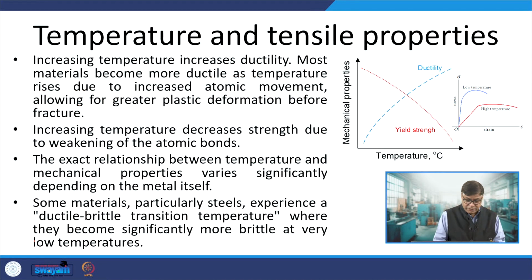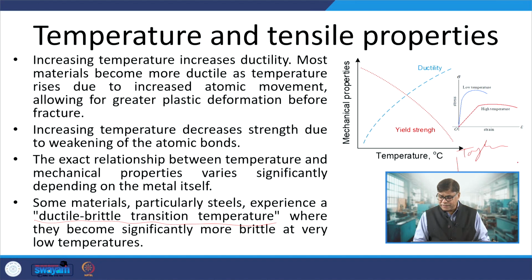Another way by which the mechanical properties are affected by the temperature is the ductile to brittle transition temperature. We have also talked about this last time. If we have the temperature on the x-axis and the toughness on the y-axis, then at high temperature the material shows high ductility and high toughness, and at lower temperature its toughness drops like anything.